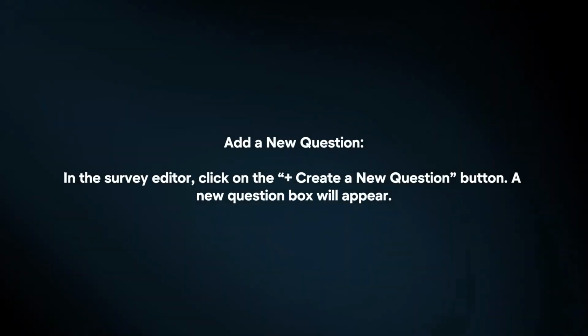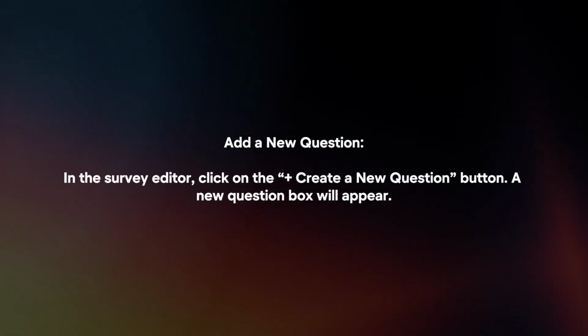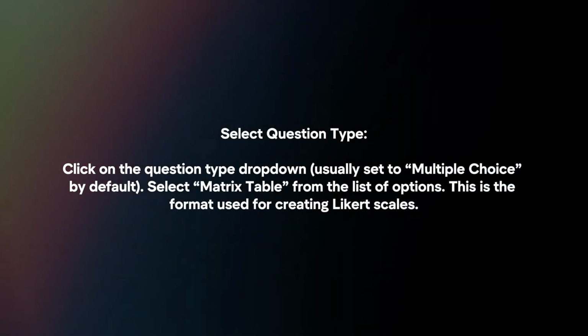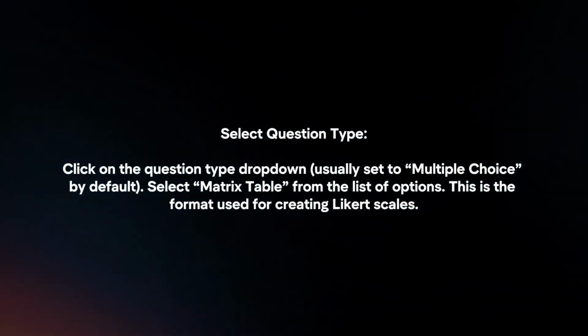Add a new question. In the survey editor, click on the plus Create a new question button. A new question box will appear. Select question type. Click on the question type drop-down. Select matrix table from the list of options. This is the format used for creating Likert scales.